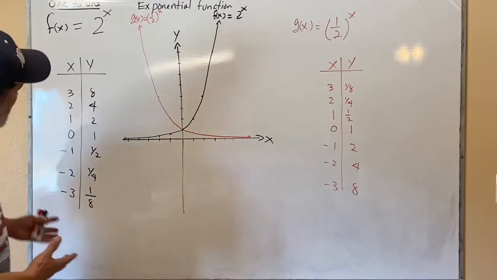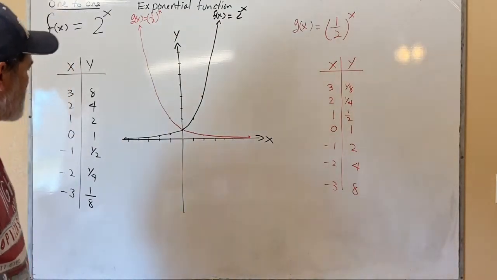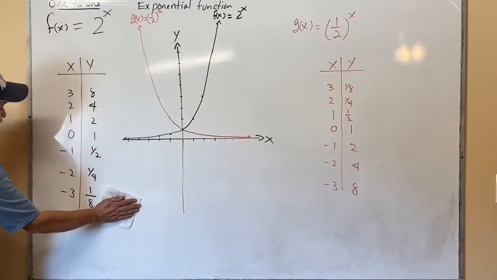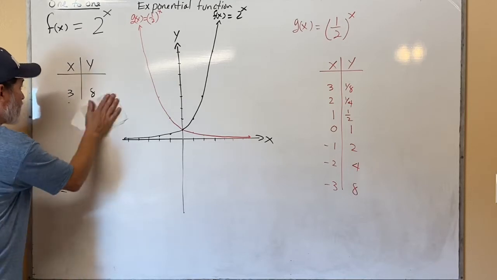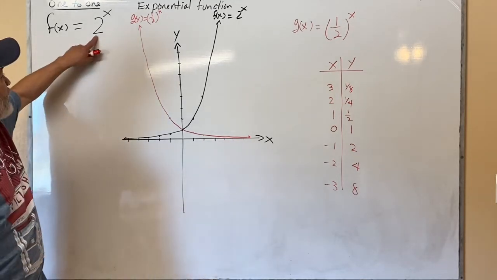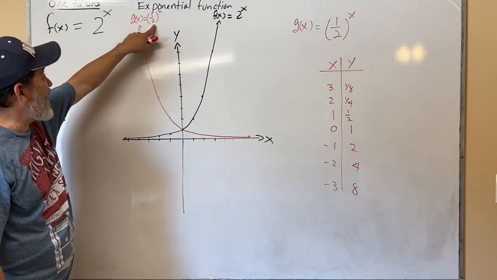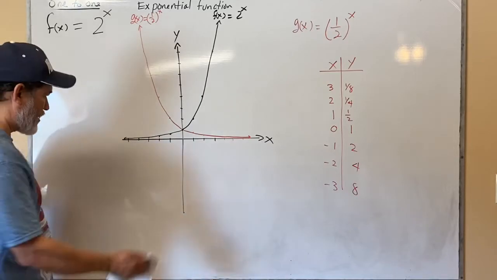All right, so you saw this. Unfortunately, I need the room, so I'm going to have to erase it. I'm sorry, gotta erase it. Just remember, base 2 is increasing, base half is decreasing.